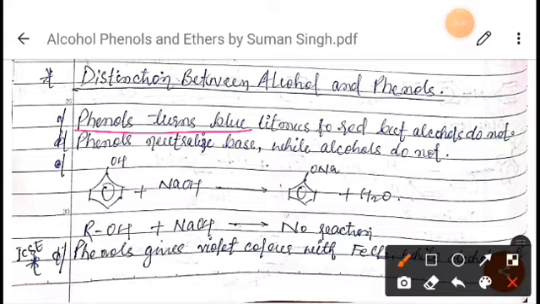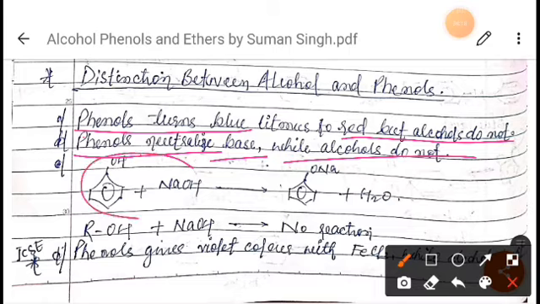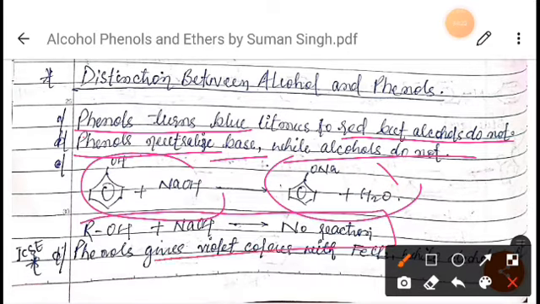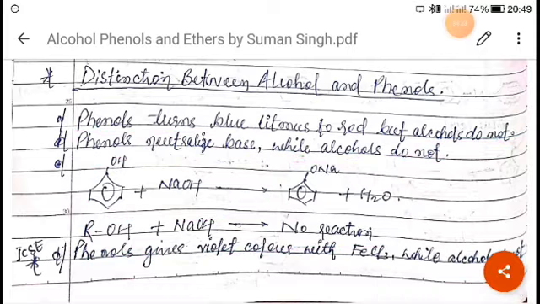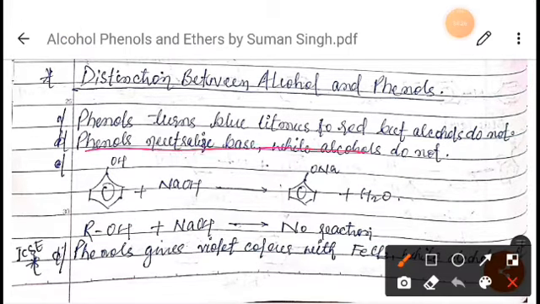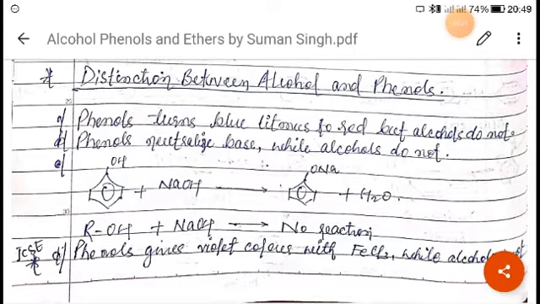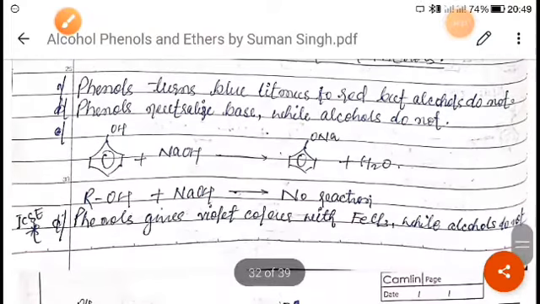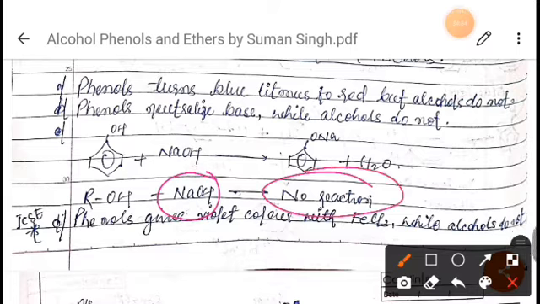Okay, red, but alcohol does not, because it is less acidic. Now, phenol neutralizes base, while alcohol does not. As you can see, in this case we will get this, but when we are reacting with this alcohol, at this time we are not getting any reaction, right? Phenol is neutralizing the base NaOH, but when we take alcohol here, it is not doing anything. No reaction, right?